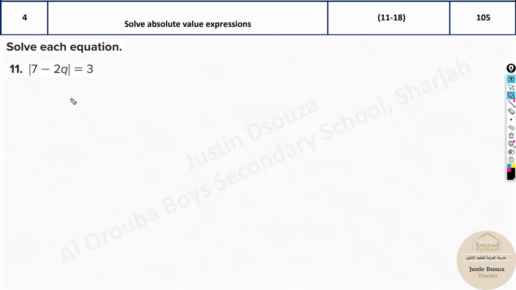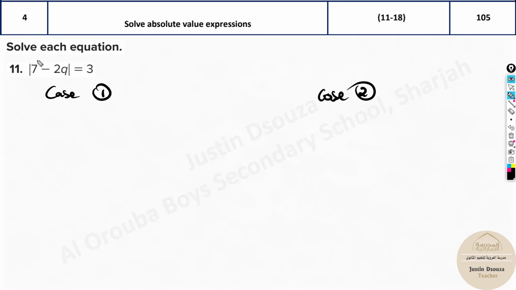So we should have two cases. Now, instead of writing minus of 7 minus 2q equals 3 and plus or minus, what we do is we just take the minus sign to the other side. It's fine. And we write the two cases. Case 1, case 2. Okay.